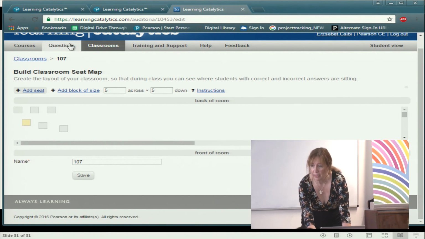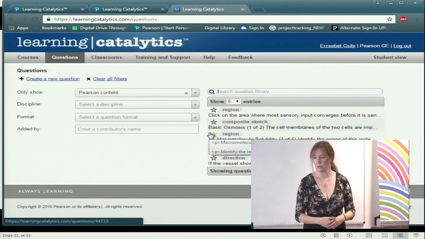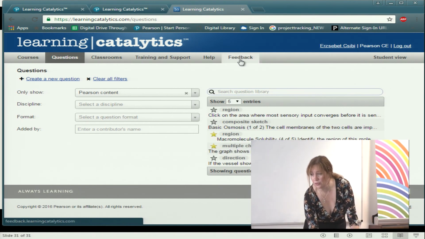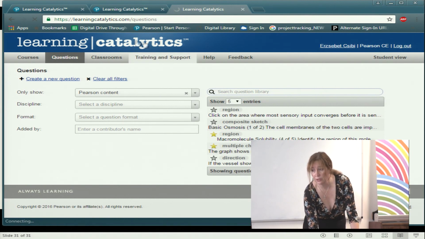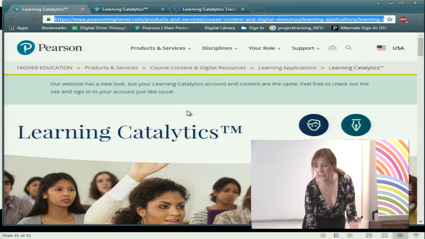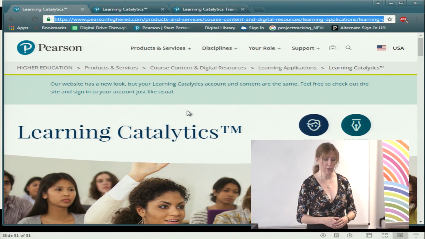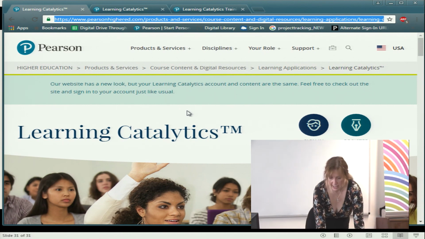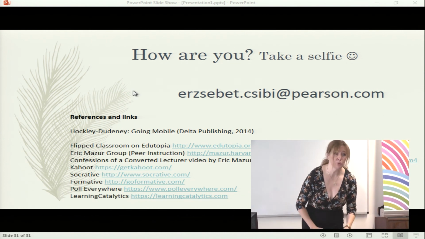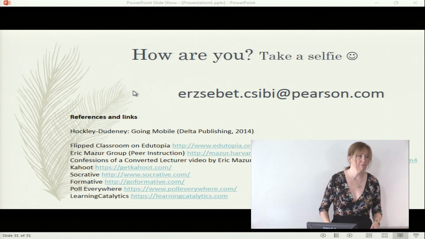Also, there is the question bank, where you can find questions created by other users and also by Pearson, the publisher. And you can also find training and support, actually on the main site. If you go to the main site of Learning Catalytics, even without signing in, you will be able to see how it works and what you can use it for. But as I said, there are lots and lots of other good tools which are for free. So just try some of them.